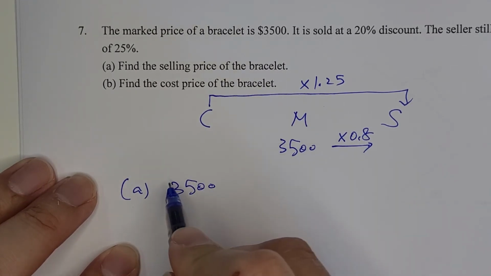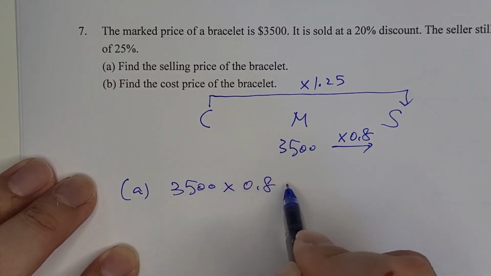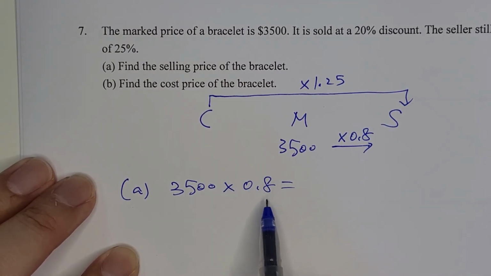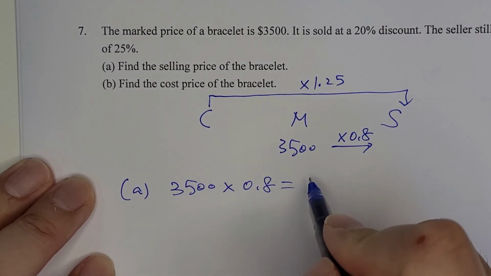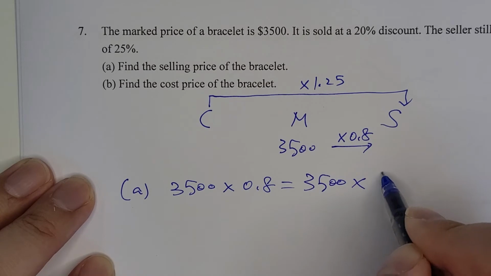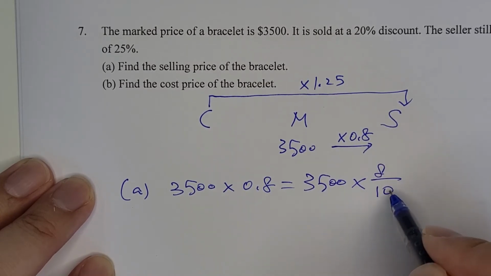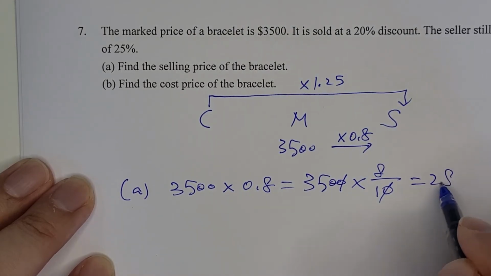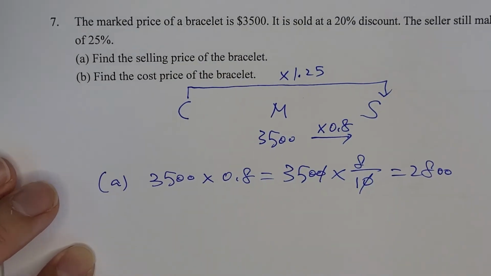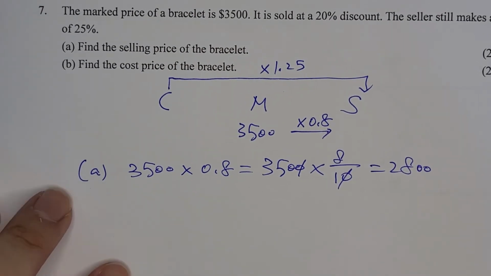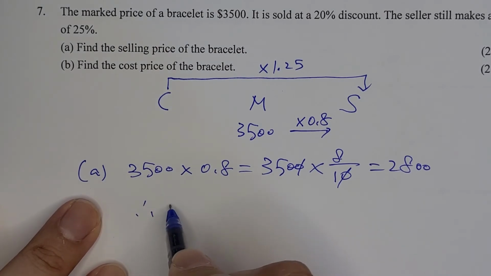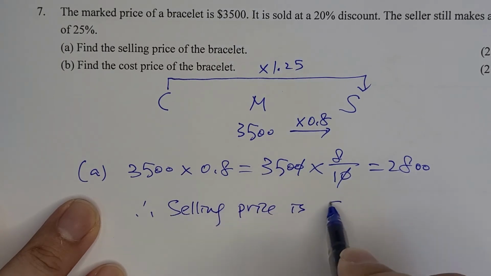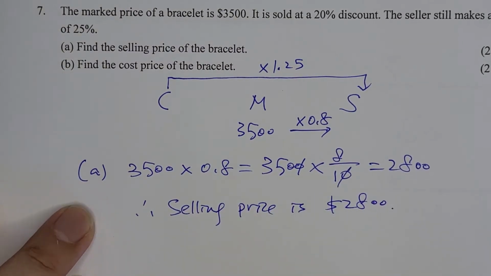The selling price multiply to 0.8, or you can write down 1 minus 20%, just up to you. Okay, then you need to simplify this, times 8 over 10, cancel, 3350 times 8, that is 2800. Don't forget, always have an answering statement, always. Therefore, selling price is 2,800.